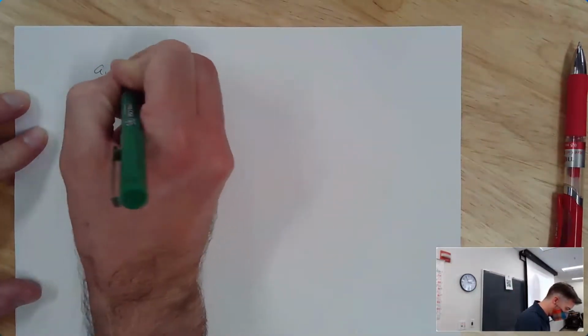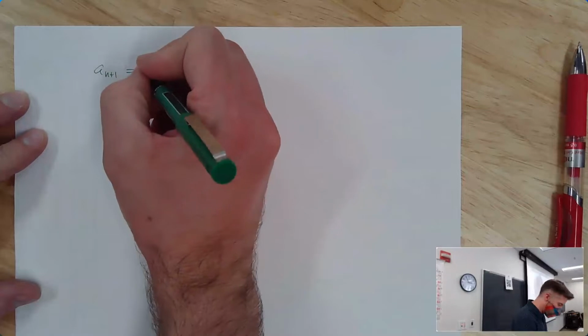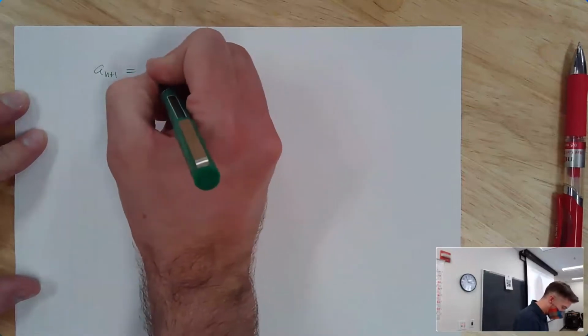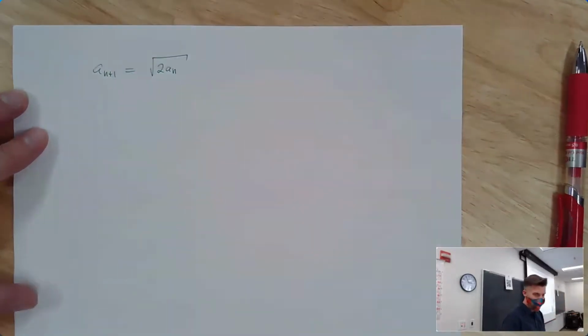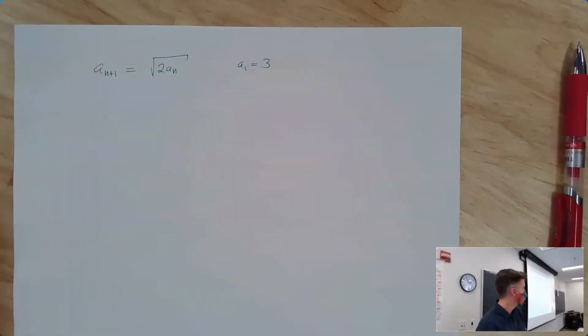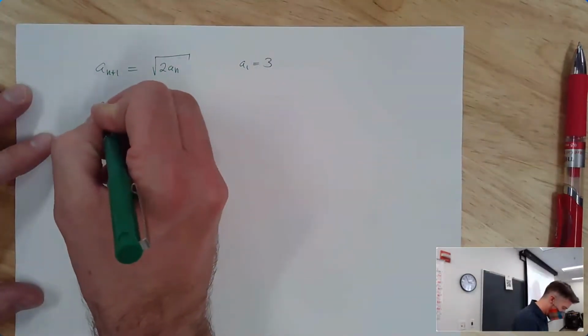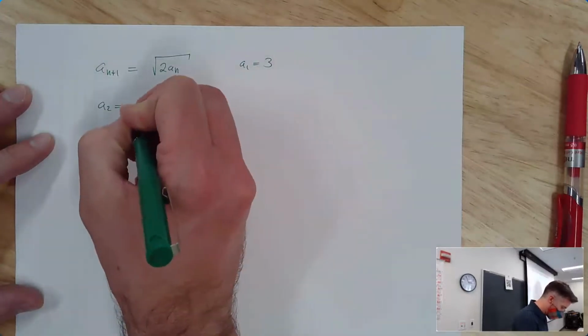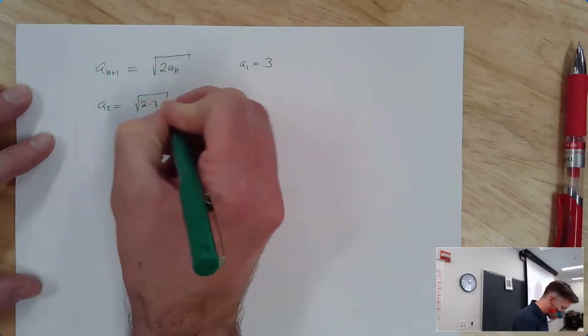Let's look at another example of this since we're here already. So we've got a sub n plus 1. Let's say it is defined recursively as the square root of twice the previous value. And we're going to start at 3. So if we start plugging in values, things get messy real quick, right? If I plug in a sub 1 equal to 3, I'm going to get the square root of 2 times 3, which is the square root of 6.